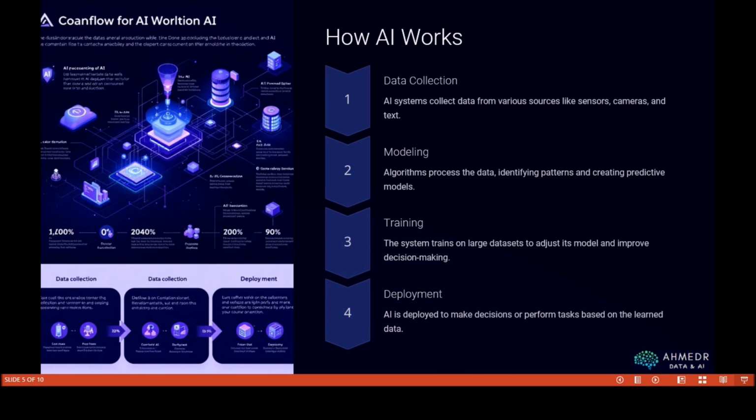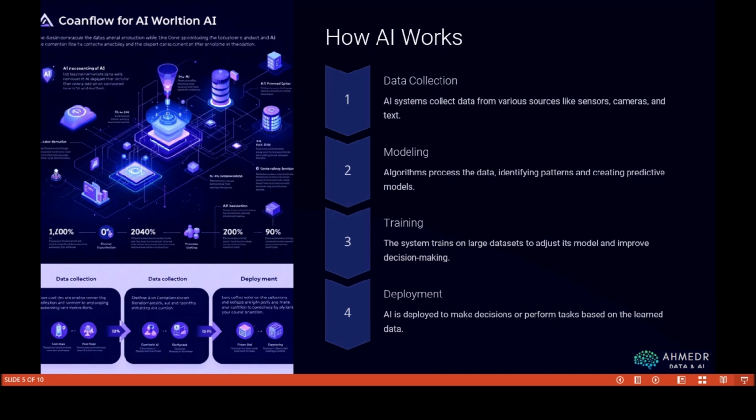The first step here is data collection, where AI systems gather information from different sources like sensors, images, text, web sources, and other data sources. The next step, modeling, involves applying mathematical models and algorithms to analyze this data and identify the patterns.